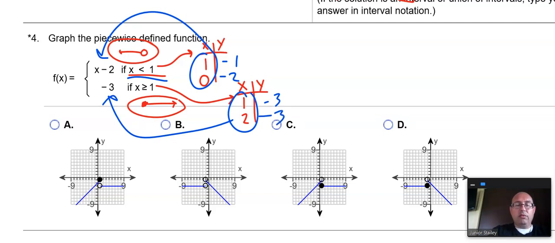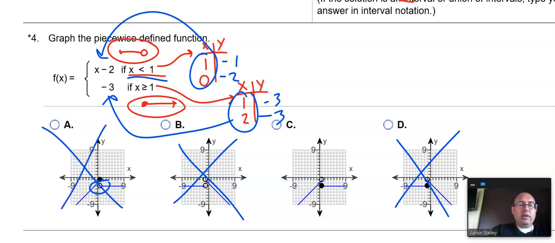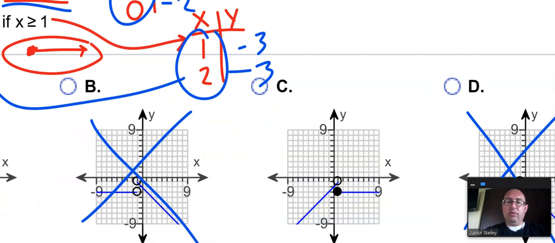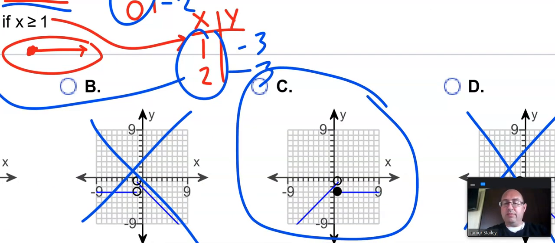And if I plug these into the other one, well, there's not a whole lot to do there. They're both -3. So the part that's going to the right has to be a horizontal line. That gets rid of this choice and this choice. The reason I can get rid of this choice is, notice that the open circle is on the horizontal line. That's not true. In this case, we know that the closed circle has to be on the horizontal line.